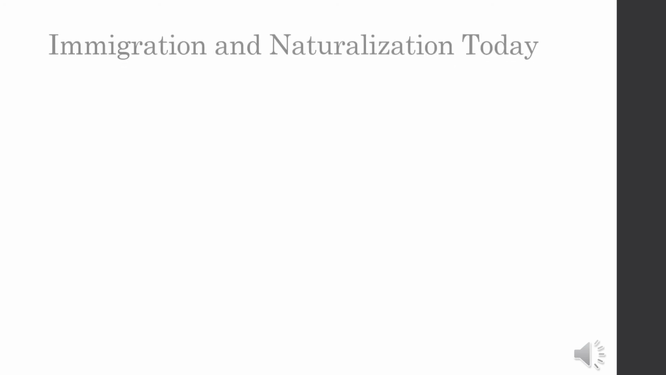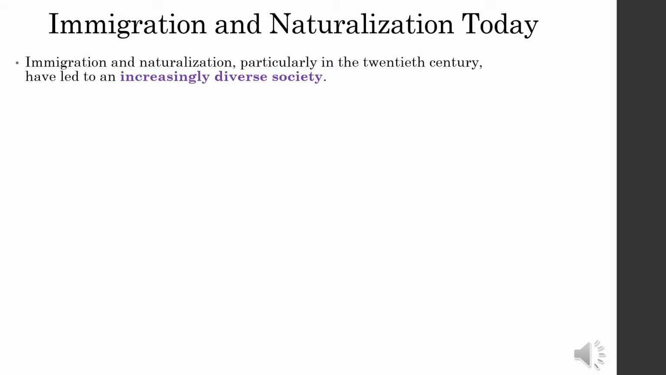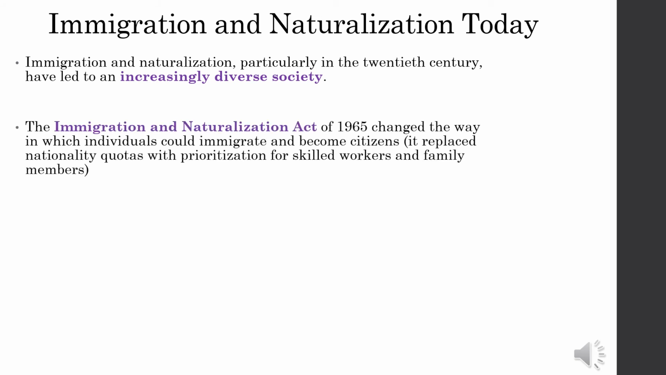So now you know that people are either born as American citizens or they become naturalized American citizens. But that's not the end of the story. We still need to talk about immigration and naturalization in America today. Immigration and naturalization, particularly in the 20th century, has led to an increasingly diverse society. And here's what happened. The Immigration and Naturalization Act of 1965 changed the way in which individuals could immigrate and become citizens. It replaced nationality quotas with prioritization for skilled workers and family members.